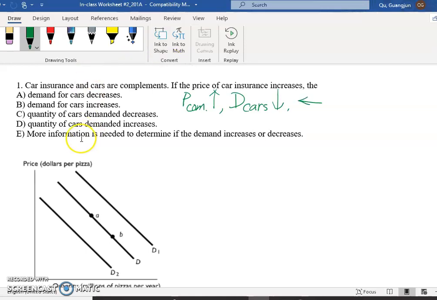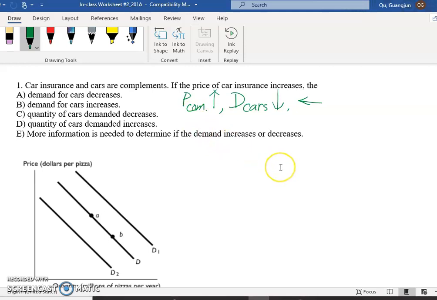Now let's check out the answers. So demand for cars decreases. So A should be the correct answer. C and D, quantity of cars demanded. Again, this is not correct. The quantity of cars demanded would only change if the price of cars would change. But here the price of cars doesn't change, it stays the same. What has been changed is the complement, or the car insurance price.